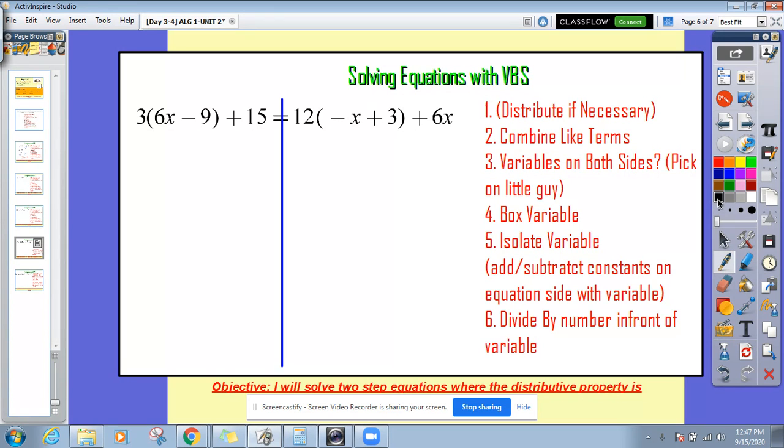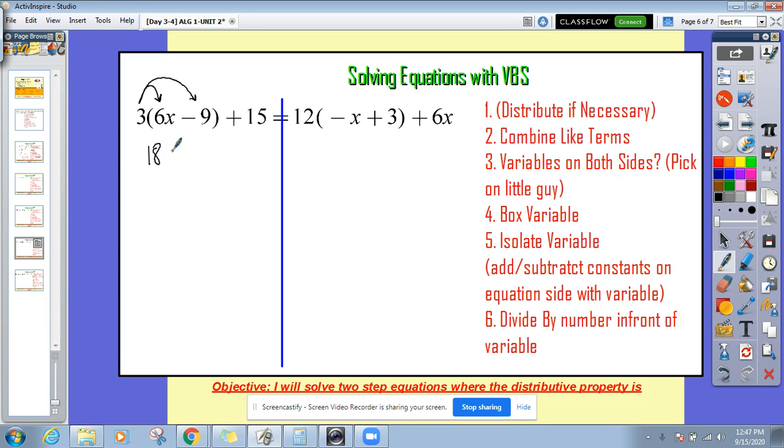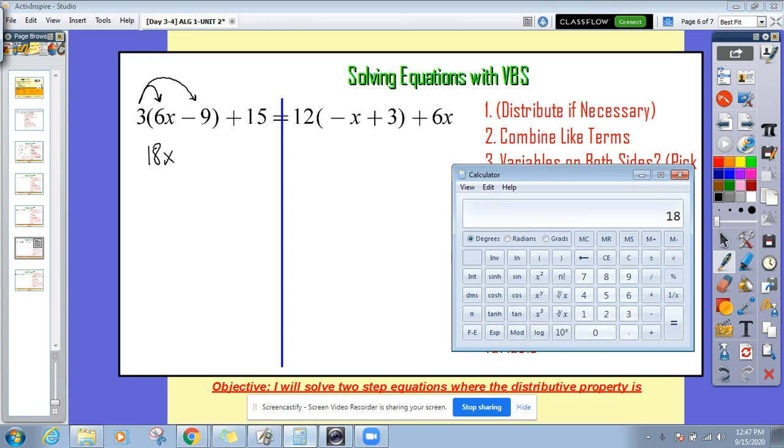We're going to look to see if we need to distribute. I can see I do need to distribute because I have parentheses here. So I'm going to multiply this coefficient out to everything inside the parentheses. Getting my calculator, I have 3 times 6 is 18. And since the 6 has an x, we're going to put an x there. And then we have 3 times negative 9, which is negative 27.